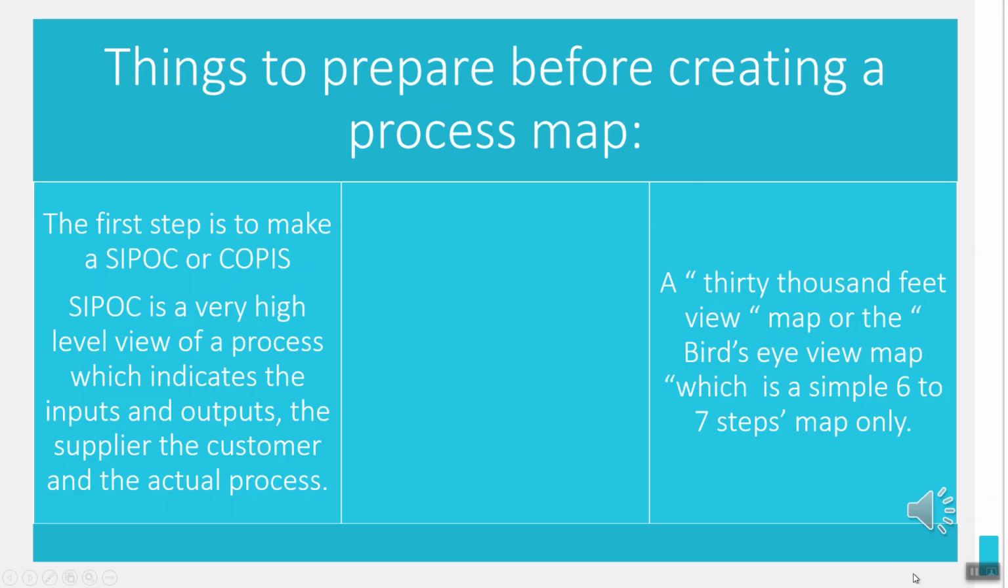Things to prepare before creating a process map. The first step is to make a SIPOC or copy-as. SIPOC is a very high-level view of a process which indicates the inputs and outputs, the supplier, the customer and the actual process. We will learn about SIPOC and how to create them in a separate section. The next step is to create a 30,000 feet view map or the bird's eye view map. This is the process part of a SIPOC, which is a simple 6 to 7 steps map.